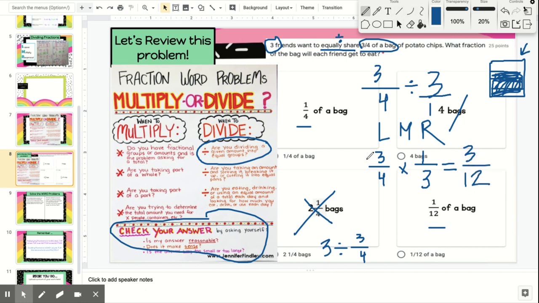And look, we don't see this answer. That answer is not there. That doesn't mean you pick 1/12 because, oh, I got a 12 in my answer, there's a 12 in this answer, let me just pick that one. No. Remember, always ask yourself, can I simplify this?